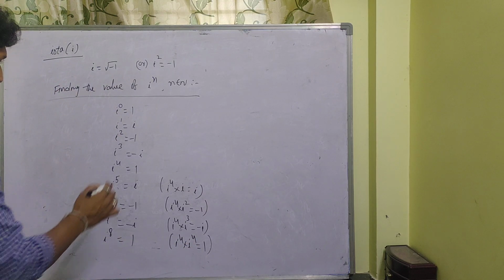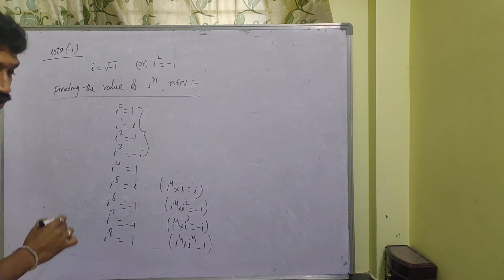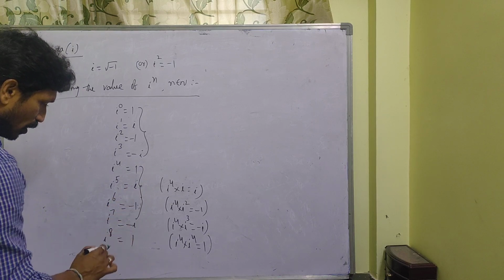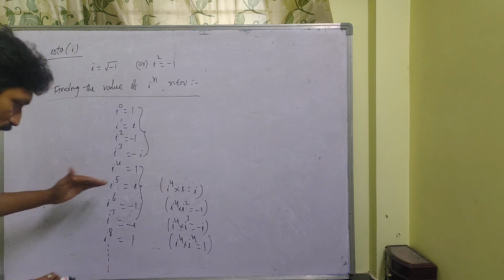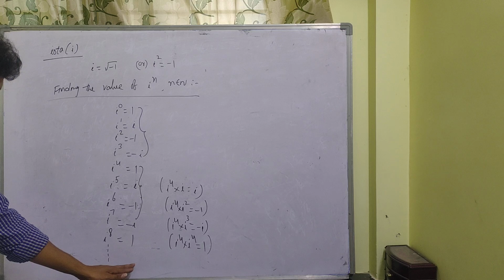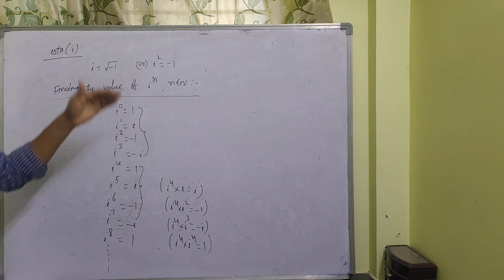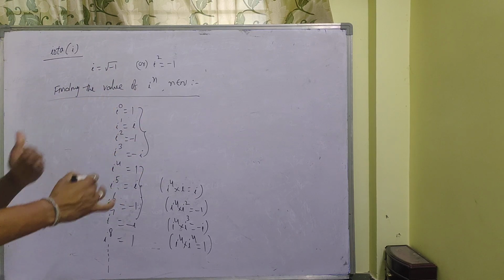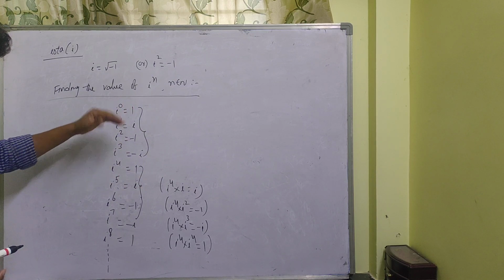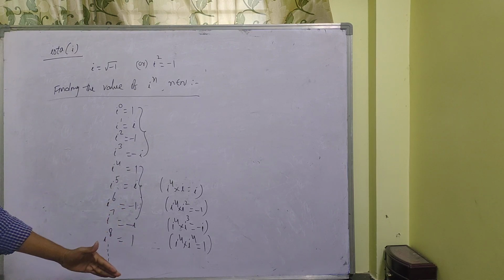If you observe this, 1, i, minus 1, minus i, continuation. If you continue like that, for any number you will get 1, after that i, next minus 1, next minus i, and so on. So it is a cyclic order. Yes, the cyclic order is 4. After 4 powers, you get the same values again if you continue like that.